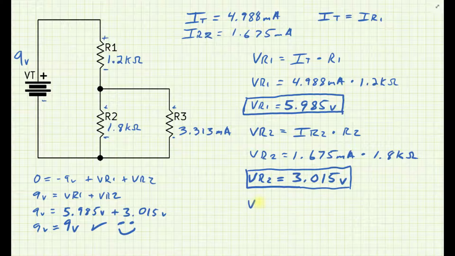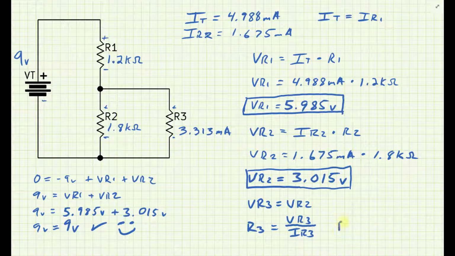So VR3, if you remember from earlier, equals VR2, right? So we know the voltage of R3 already. All right, so now let's plug in some numbers and solve for R3. So R3 is going to be VR3 over IR3. That is just a little bit of Kirchhoff or Ohm's law right there.